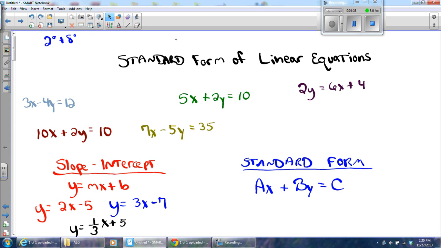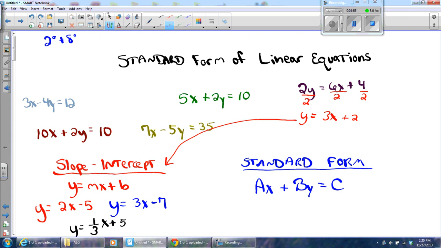I could divide everything by 2, which is a smart idea. If I divide by 2, I have to distribute that and divide by 2 everywhere, and then I get y equals 3x plus 2. So that would be in slope-intercept form, right?